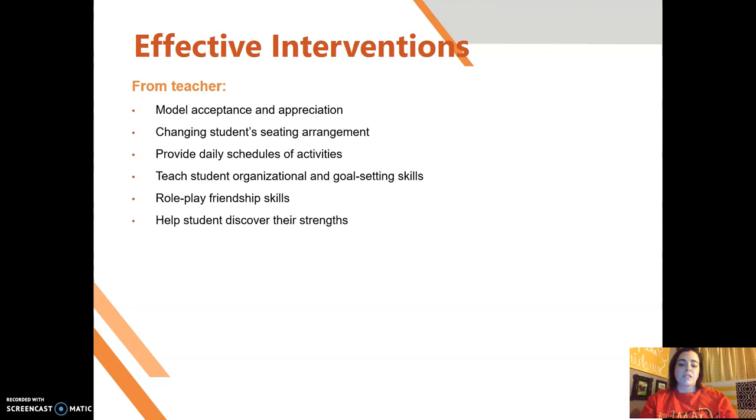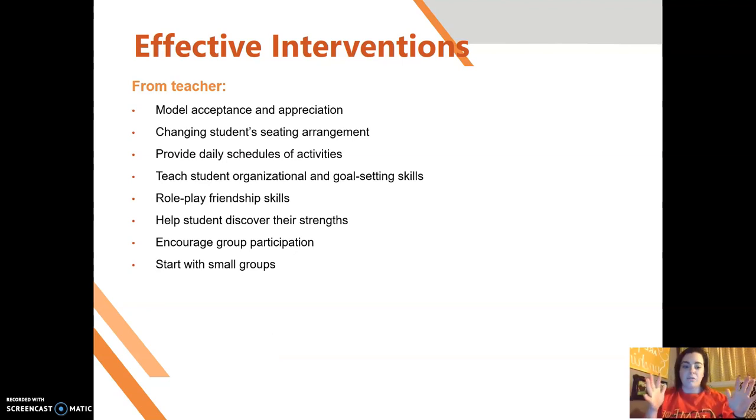So help students discover their strengths. So we want to encourage students and help them to figure out what they're good at and just go on from there, explore from there. Encourage group participation. So you really want to work with groups and include students with ADHD into these groups and really encourage that participation. You want to start with the small groups. You don't want to get too big and overwhelm the student.